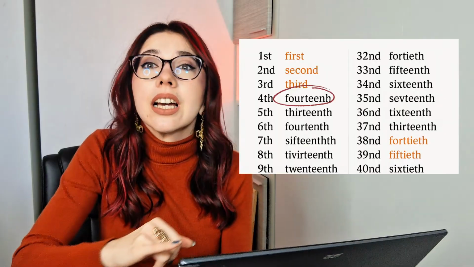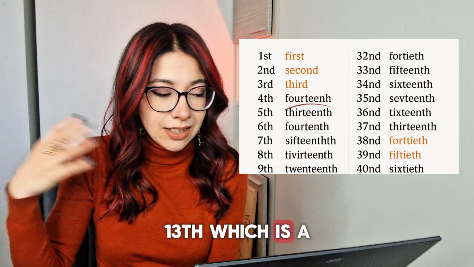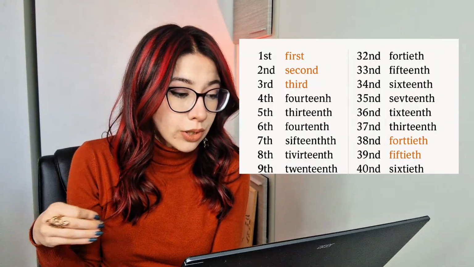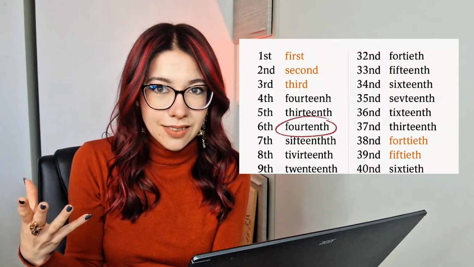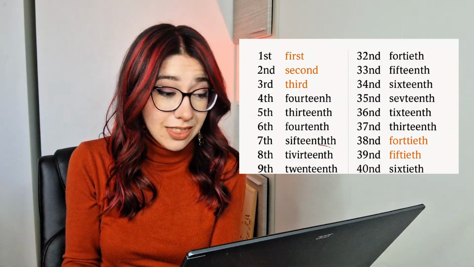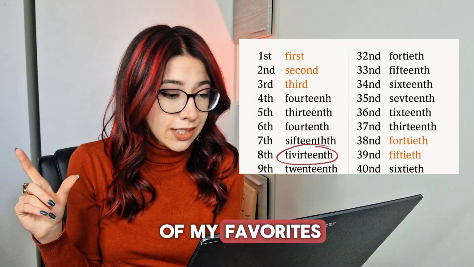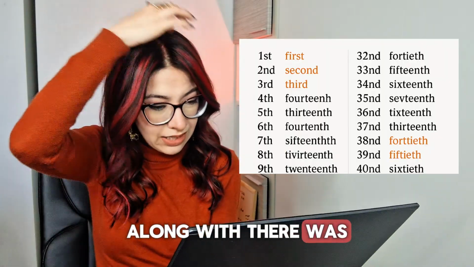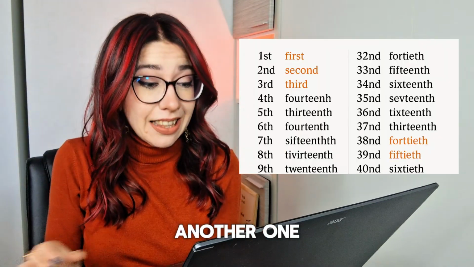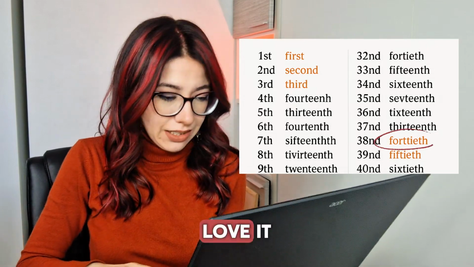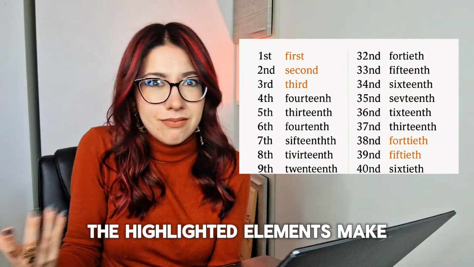13th, which is a different number. Then we have 4/10th, 4/6th. We have 13th, which is probably one of my favorites, along with another one, 30th, love it. The highlighted elements make no sense.